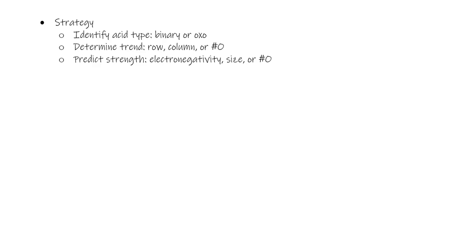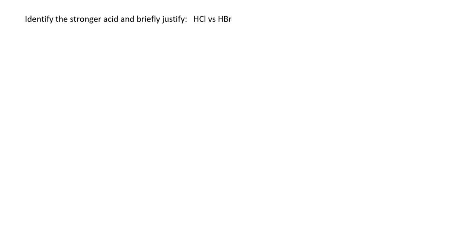So our strategy is, first, identify the acid type, binary or oxo, then determine what is the trend. Are we looking across a row, up or down a column, or simply at the number of oxygens? And finally, we'll predict the relative strength. It turns out there are only 3 things that we have to look at: electronegativity, size, or number of oxygens. So we'll work through a few examples and we'll apply those 3 steps of that strategy in order each time.